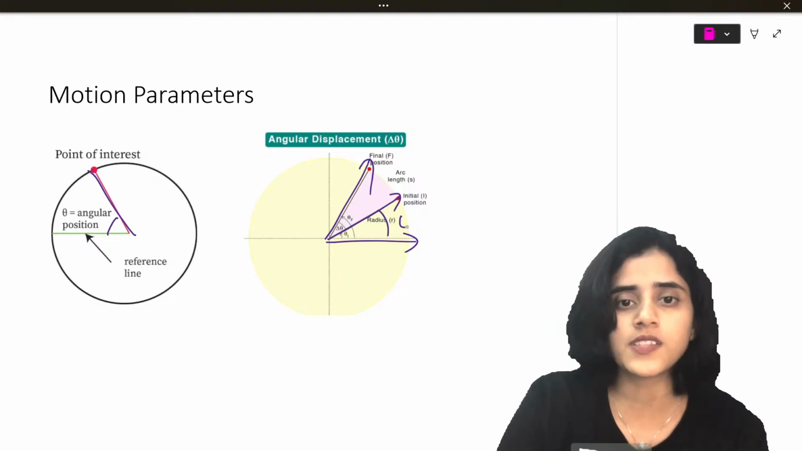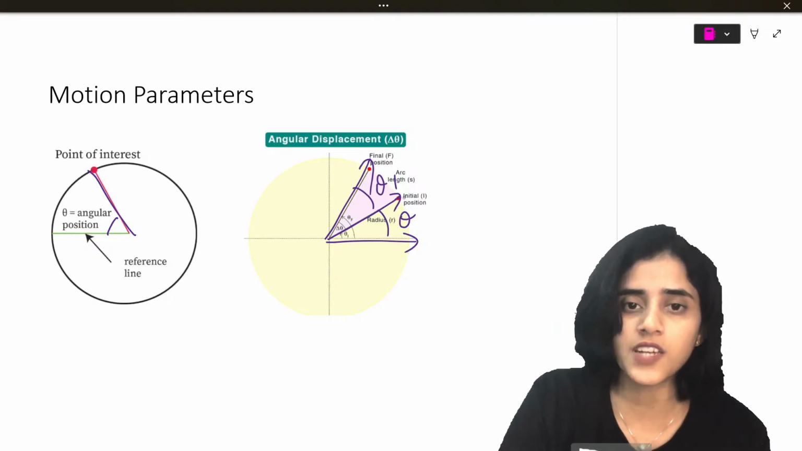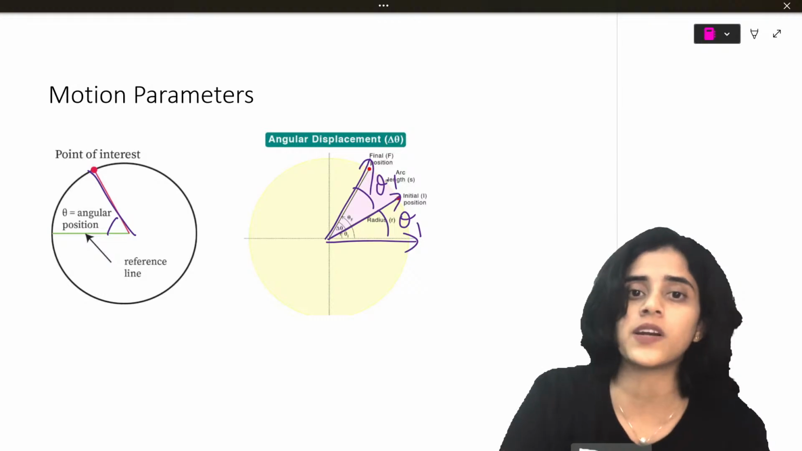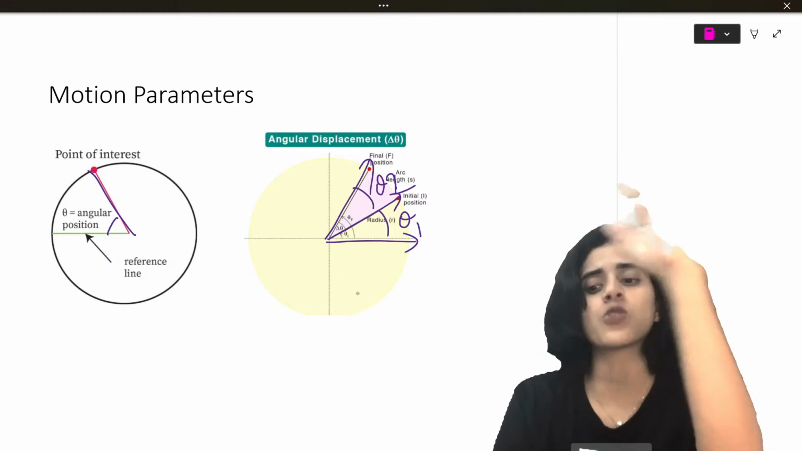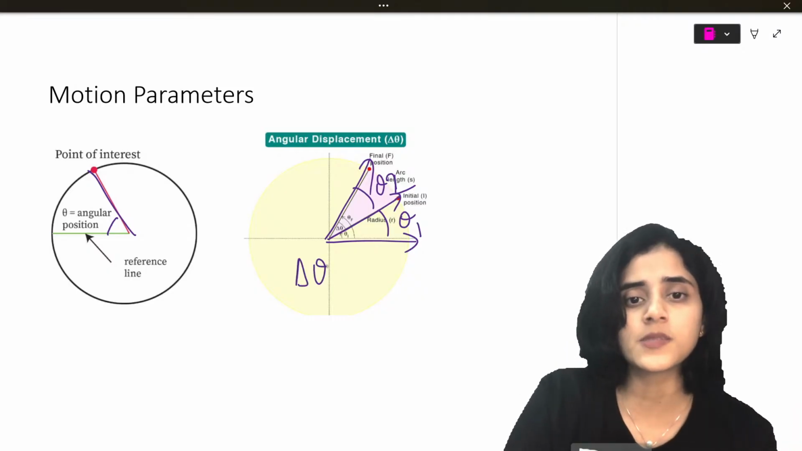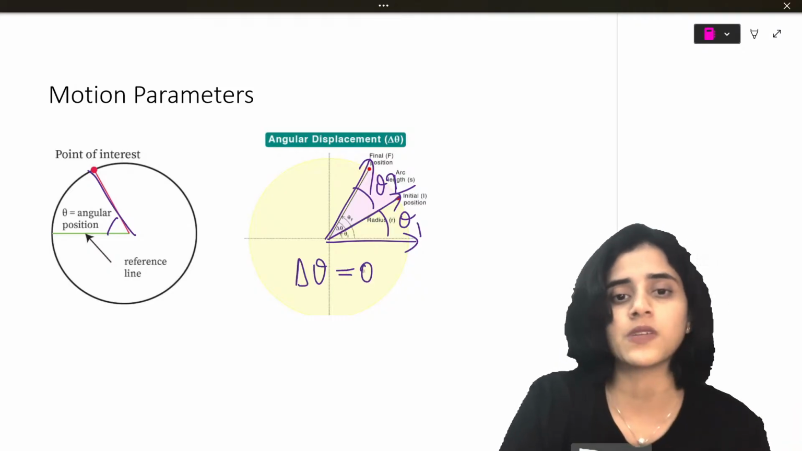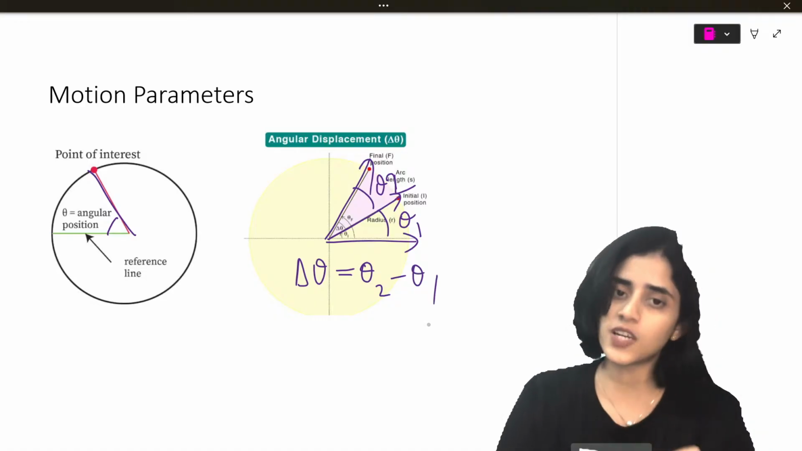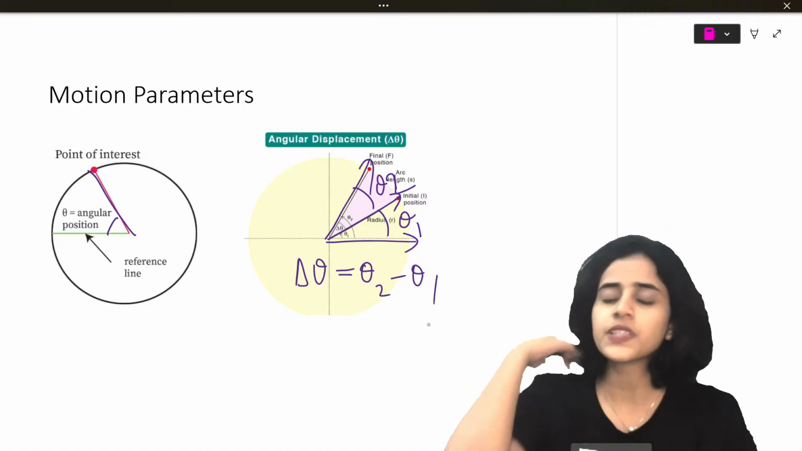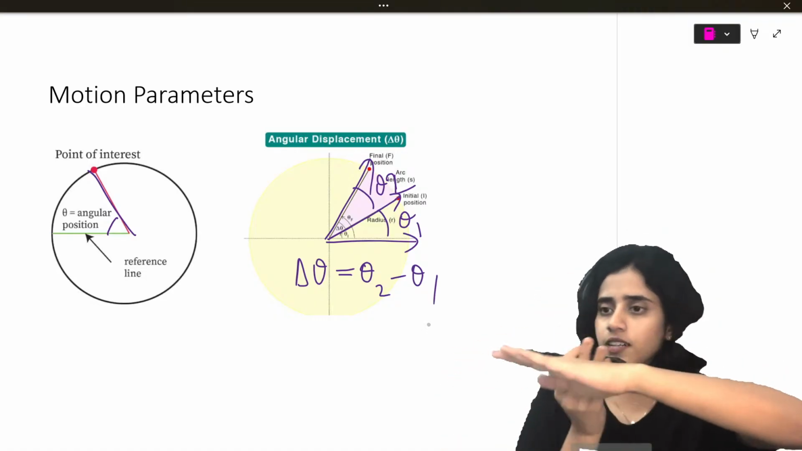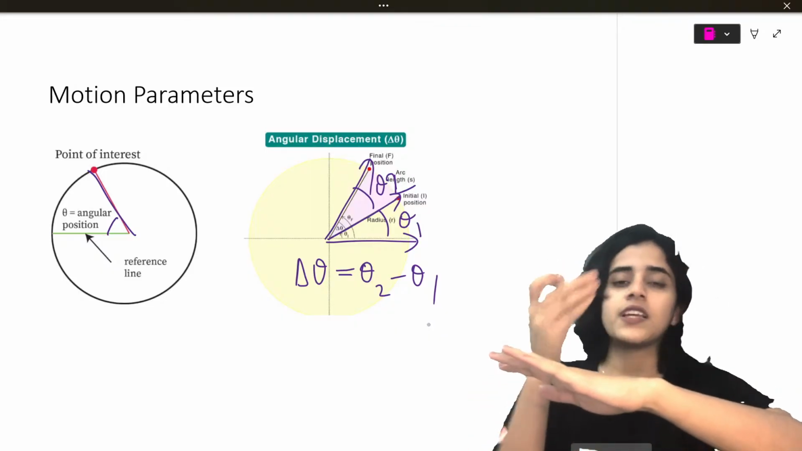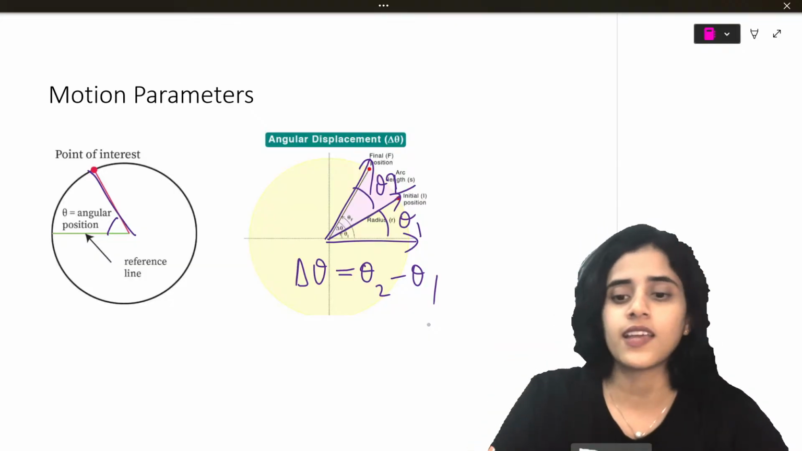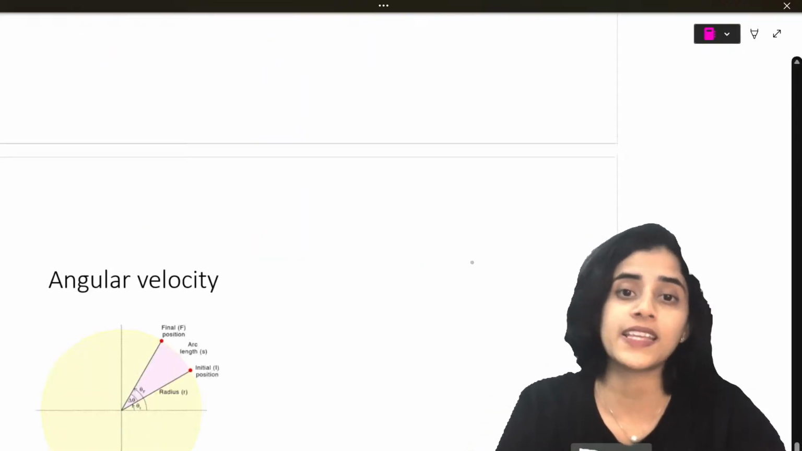Okay. So this is theta and then it becomes theta 1. Let's say this is theta 1 and then it becomes theta 2. Then it goes to theta 3. Then it goes to theta 4. It just rotates. So the angular displacement will be theta 2 minus theta 1. Very easy, no? Initially it's here. It goes to theta 1, then it goes to theta 2. But how much has it moved? Theta 2 minus theta 1. That is the angular displacement.